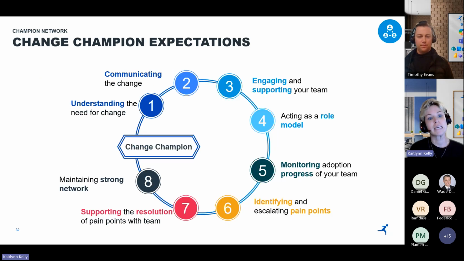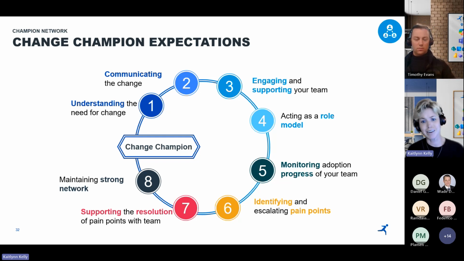So when we think about some of the expectations, right? If you say, great, I want to start a change champion network, some people say, great, what am I supposed to get out of this? There are a lot of expectations, but a lot of them are really positive. So first, change champions need to understand the need for the change, right? They need to be able to communicate that to other folks. So they need to understand and communicate, and then they need to engage and support the team.